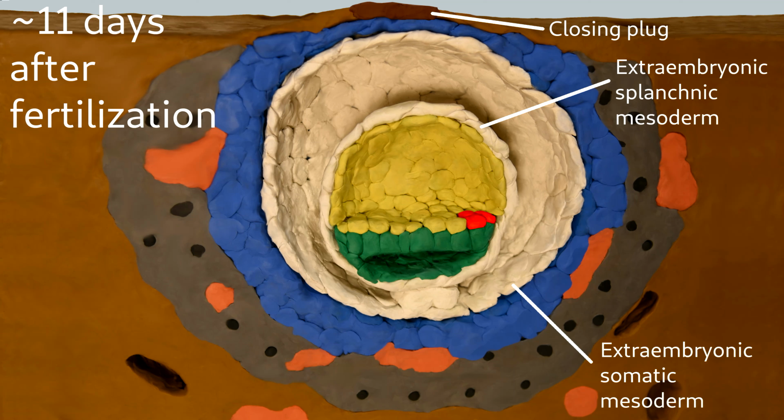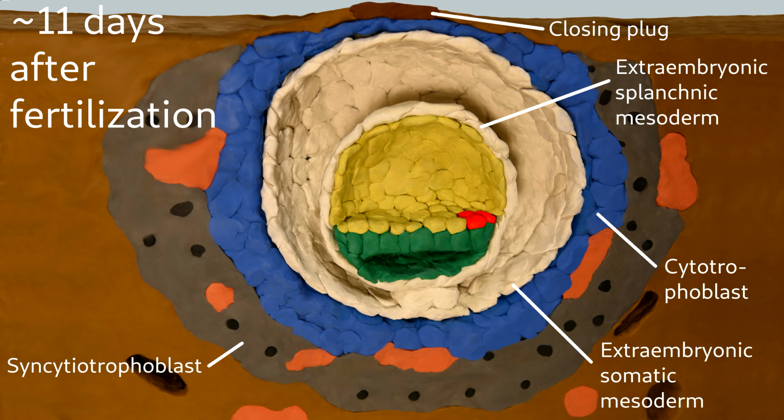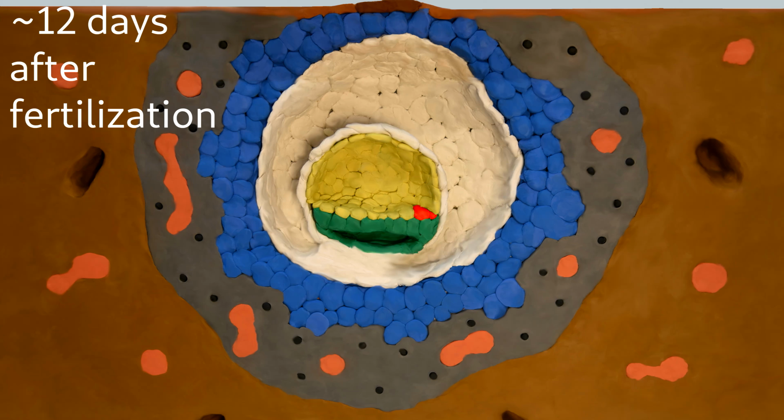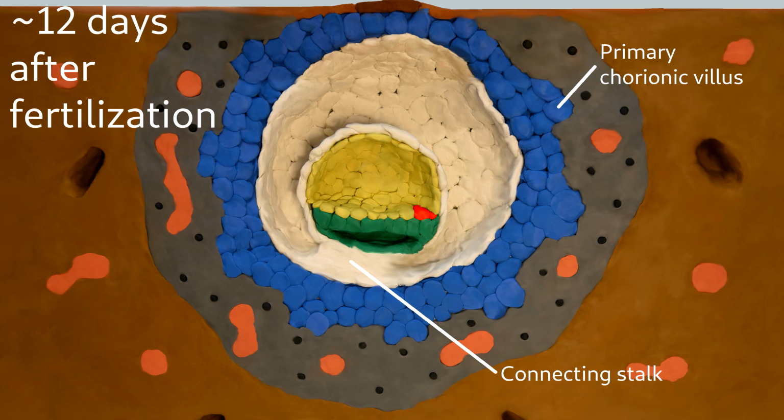Apart from at the position of the connecting stalk, the extraembryonic mesoderm completes dividing into the extraembryonic splanchnic mesoderm adjacent to the primary umbilical vesicle and the extraembryonic somatic mesoderm adjacent to the cytotrophoblast. At around 12 days after fertilization, the extraembryonic coelom grows larger. The primary chorionic villi start to form in the cytotrophoblast, and the connecting stalk starts to migrate around the extraembryonic splanchnic mesoderm to a position opposite the anterior visceral endoderm.